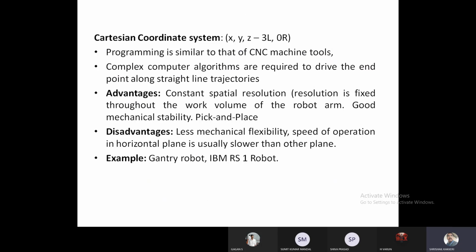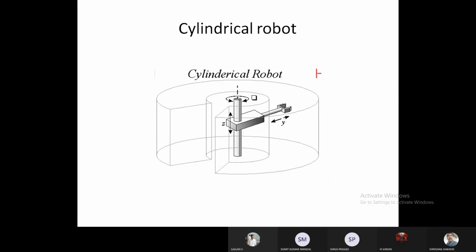Next, this is what I have written here, and you can go through it. Some of the additional things I told you to remember, I'll write at the end of this session. Let me come to the cylindrical coordinate system. During the previous class I had written cylindrical coordinate system. The cylindrical coordinate robots are also called 1R and 2L robots, RLL. One is rotational and the other two are linear.